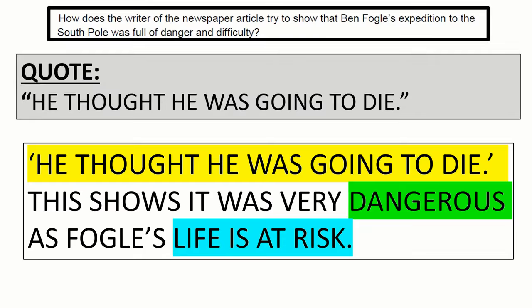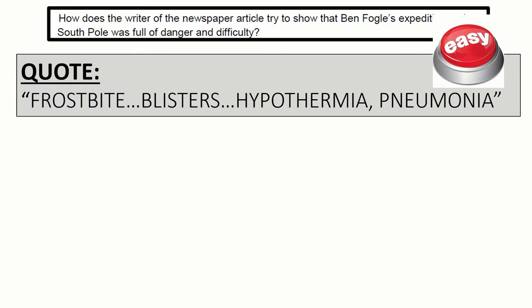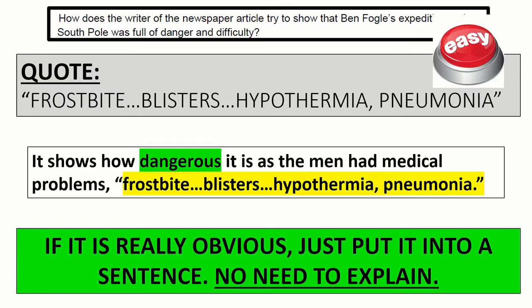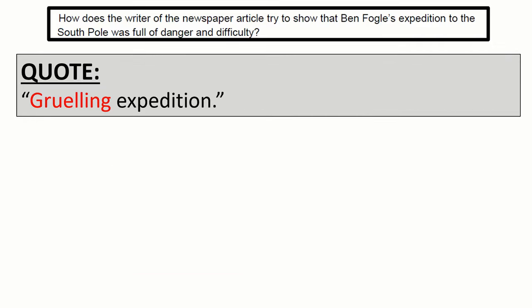Okay, another one, really simple one. He thought he was going to die. This shows it's dangerous as Fogle's life was at risk. Again, easy quote. If it's an easy one, just shove it in an answer. So we're told that the guy's got frostbite, blisters, hypothermia, and pneumonia. And I put, remember, if it's really obvious, just put it in a sentence. No need to explain. And I put, it shows it's dangerous as the man had medical problems like frostbite, blisters, hypothermia, pneumonia. Really, really easy.